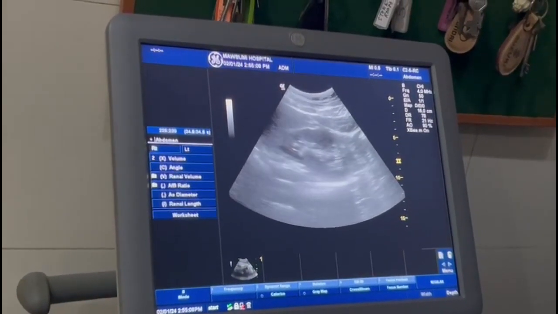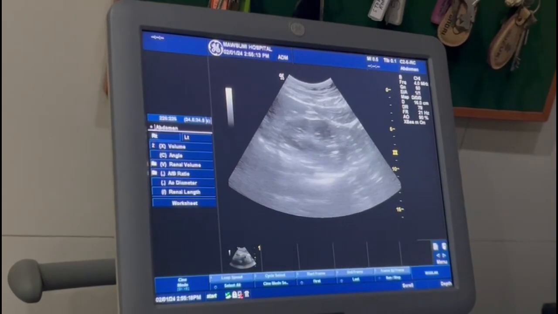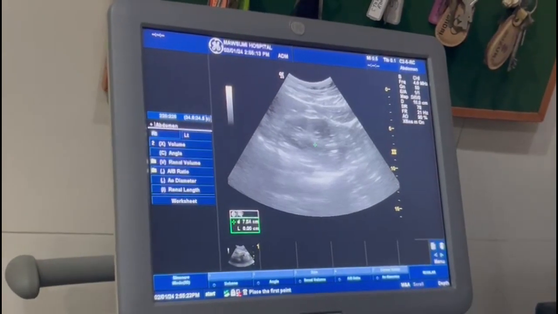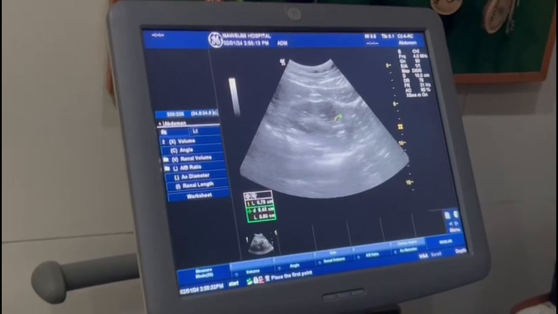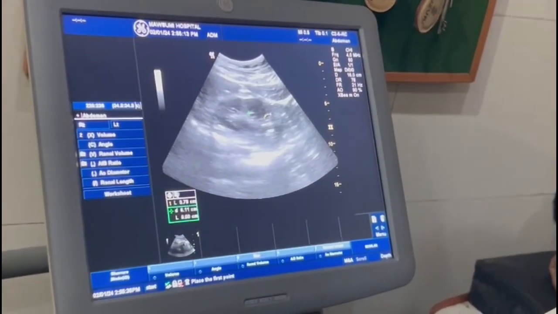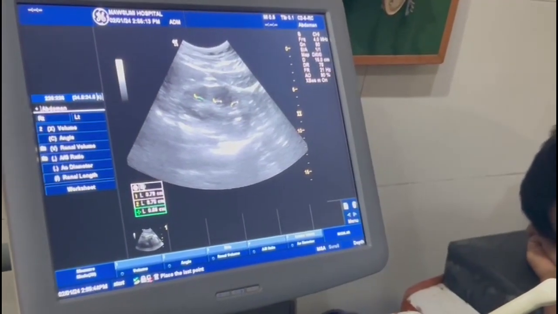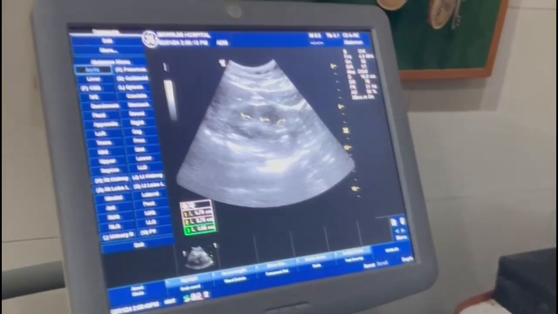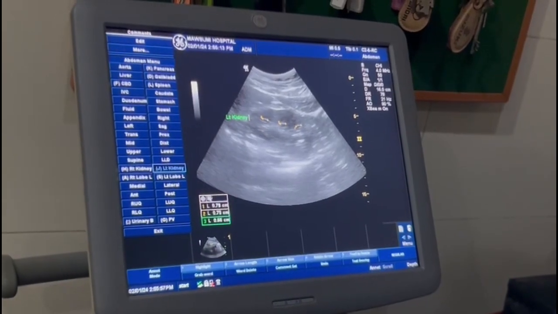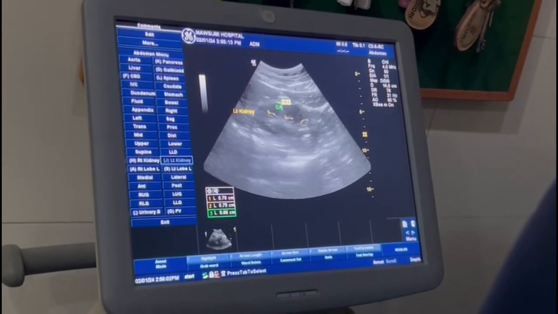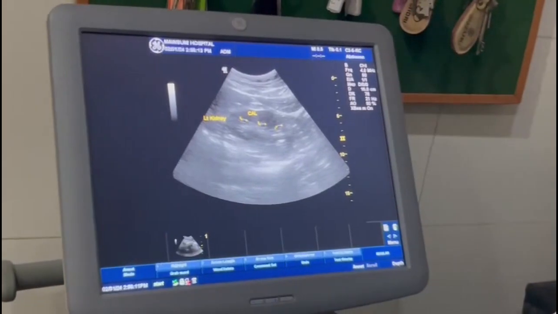See, 3 stones are visualized. Number 1, number 2, number 3. Okay. So, 3 stones we are seeing in the left kidney. See how the stones look.